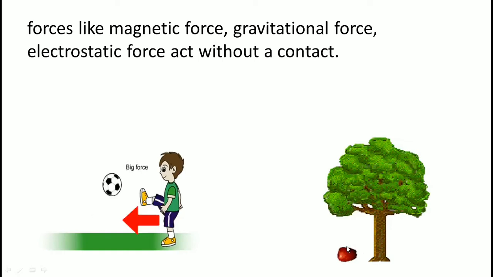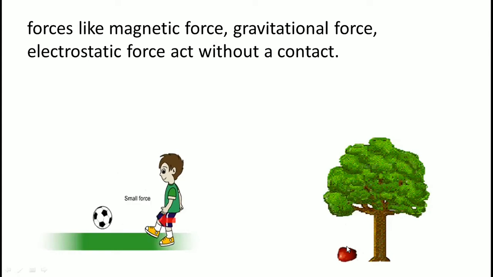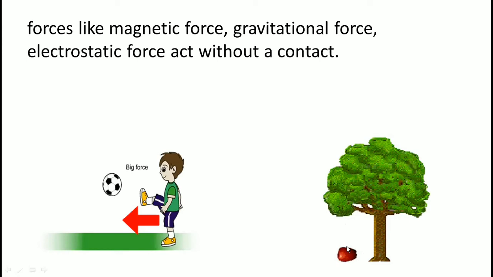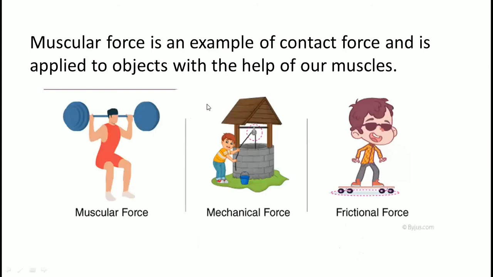Muscular force is an example of contact force, and it is applied on an object with the help of our muscles. It is applied in several cases such as lifting, pushing, and pulling. These are muscular force examples, that is contact force. Forces like magnetic force, gravitational force and electrostatic force act without contact. Therefore, these are examples of non-contact force.